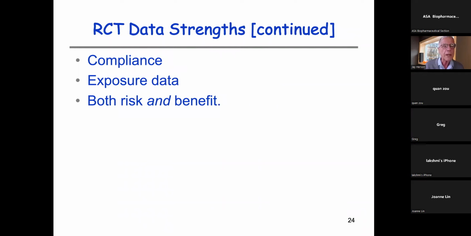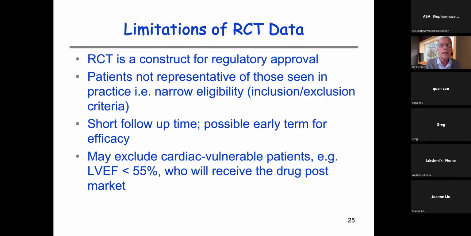So, we have data on both risk and benefit. As I go through these, think to yourself, do we get all of this or most of this or any of this? And in what form do we get it from the real world sporadic data?